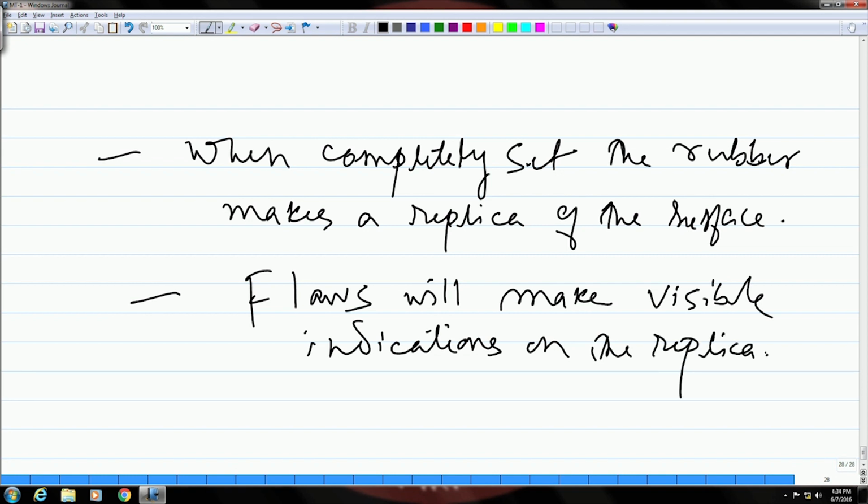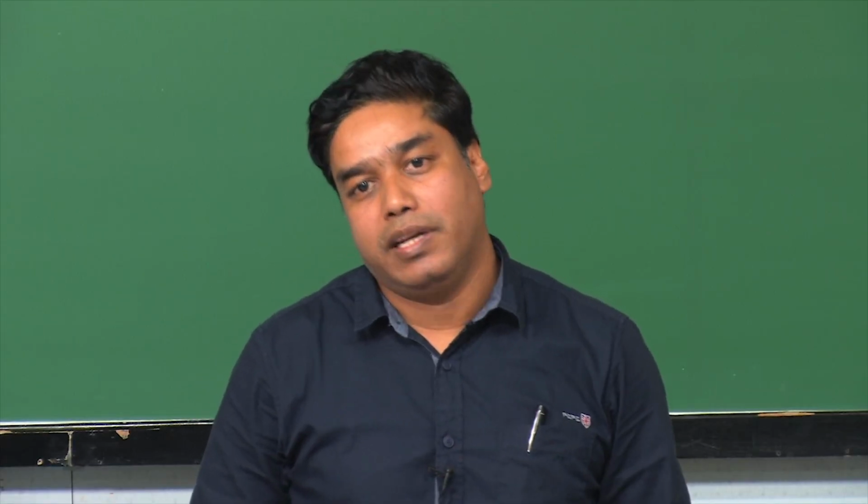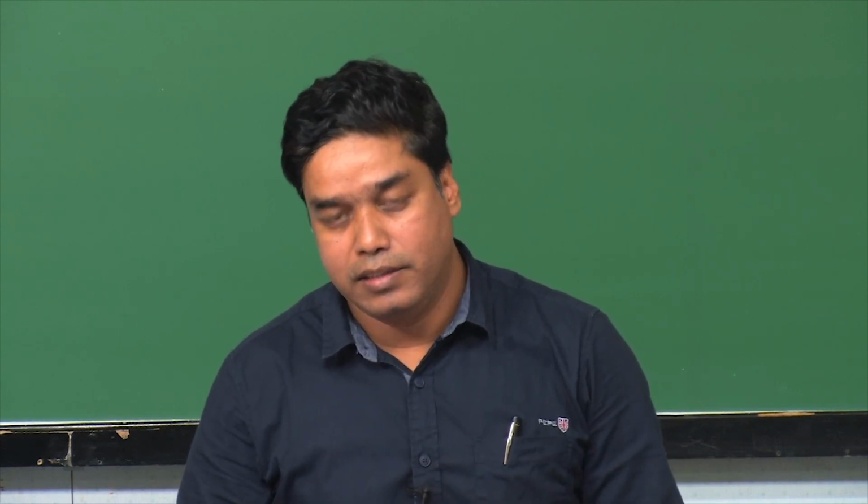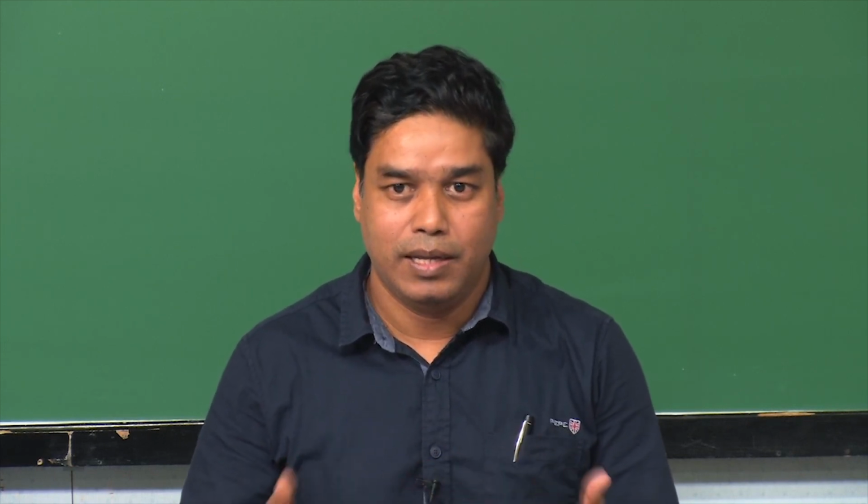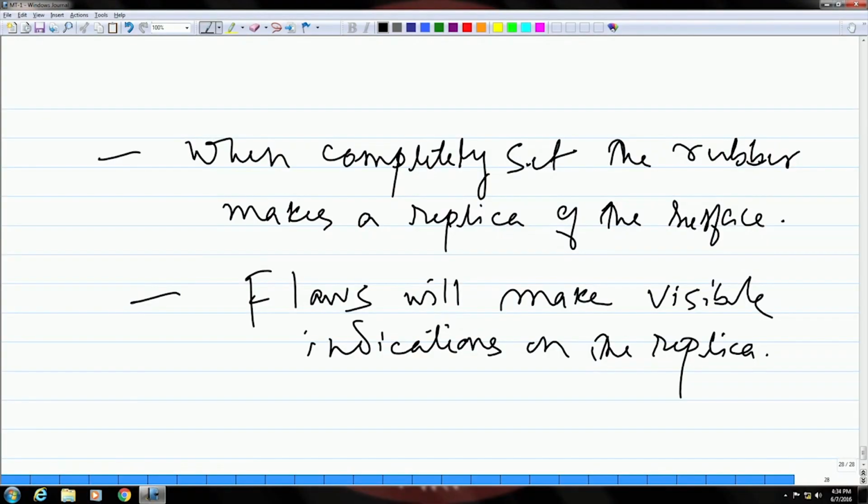Okay. So, this is how this magnetic rubber helps you out in cases where the physical access is limited. By forming this replica, as I said, you would be able to overcome that difficulty, and instead of examining the area itself, you can now examine and inspect this replica, and if there are flaws, they will be visibly indicated by this replica itself. So, this technique is useful for fine cracks.